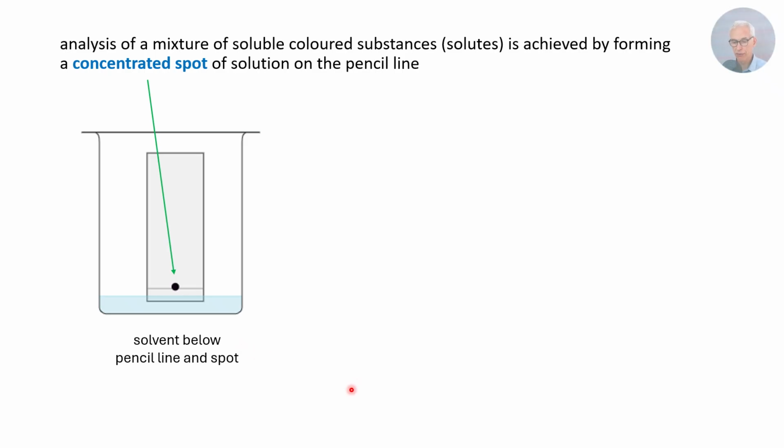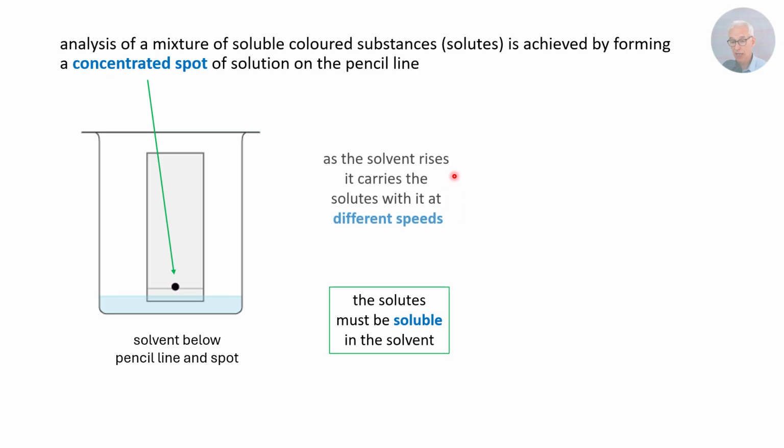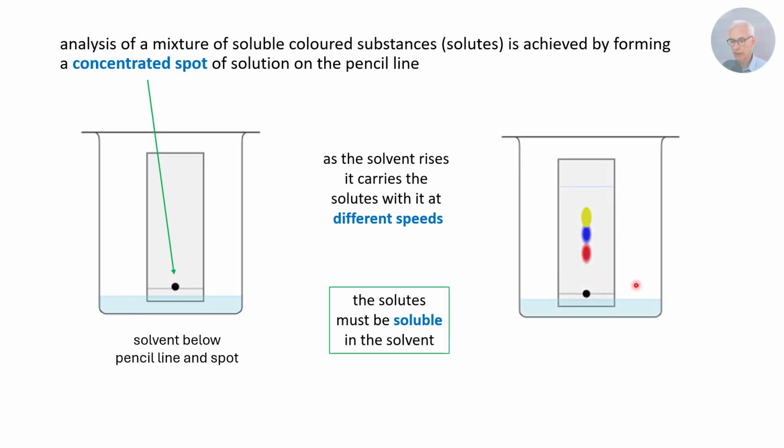Now, the choice of solvent: the solutes must be soluble in the solvent. For the chromatogram to develop, as the solvent rises, it must carry the solutes with it. And we find that different solutes are carried at different speeds. So a developed chromatogram will look like this. An original black ink spot, for example, separates into 3 different colored solutes. You remove the chromatography paper when the solvent front nears the top of the strip.